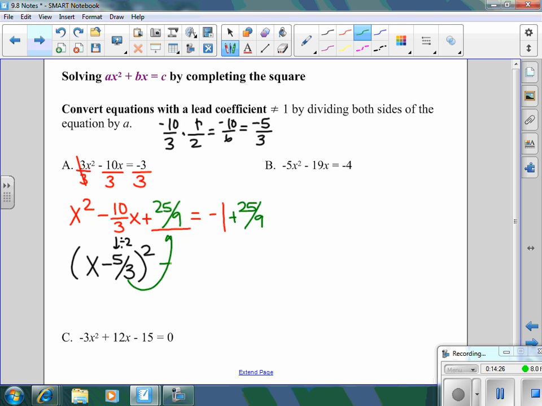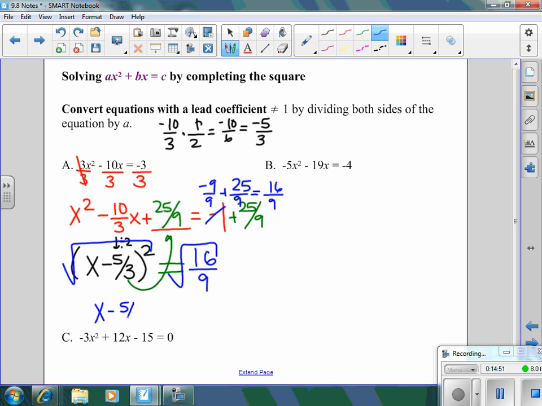So if you add up negative 1 plus 25 over 9, we can think of this as negative 9 over 9 plus 25 over 9, which gives me 16 over 9. So that's what it equals over here. We can take the square root of both sides. We end up with x minus 5/3 equals plus or minus 4/3. And then all we have to do is split this up into two equations.